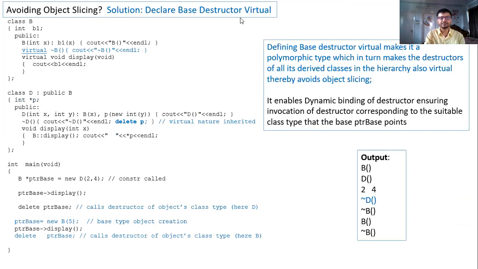So here it is. We have tagged it as virtual, and defining the base destructor as virtual makes it a polymorphic type. So the whole hierarchy of classes, where D is a type of B, becomes a polymorphic hierarchy, which in turn makes the destructors of all the derived classes in the hierarchy also virtual, and thereby it can avoid object slicing.